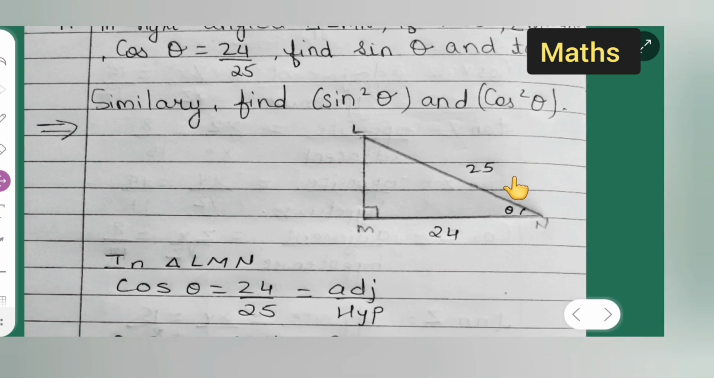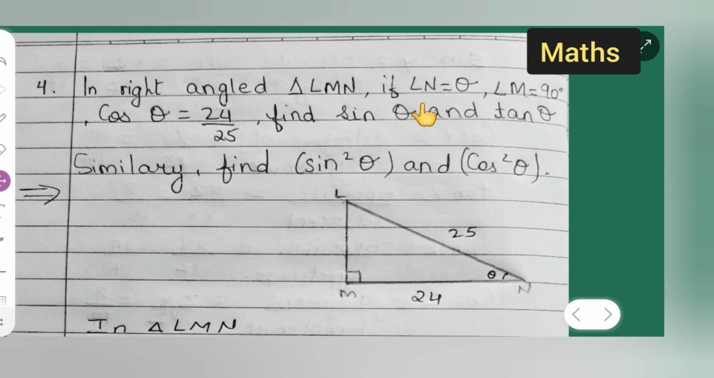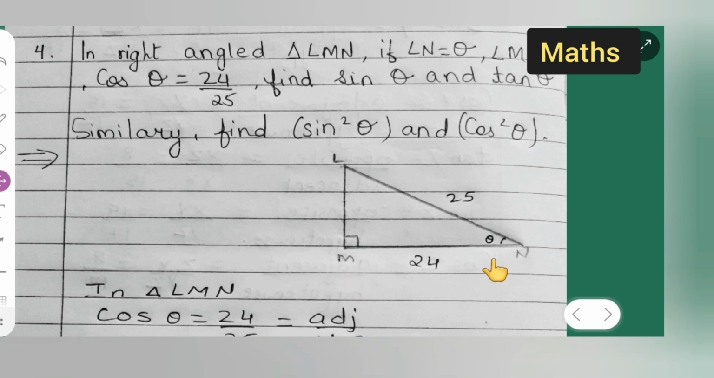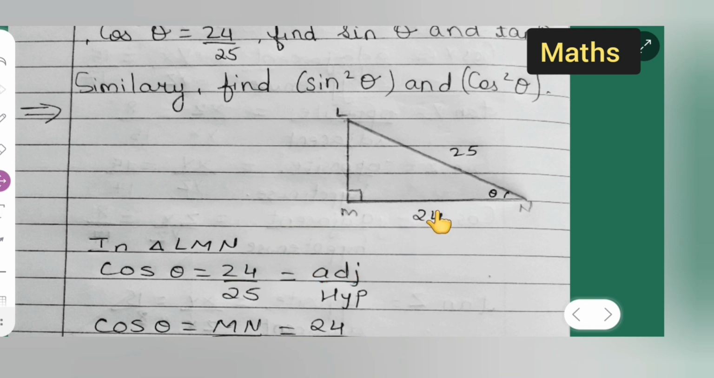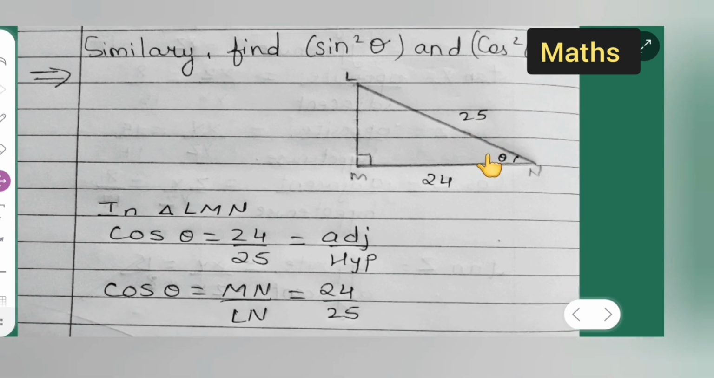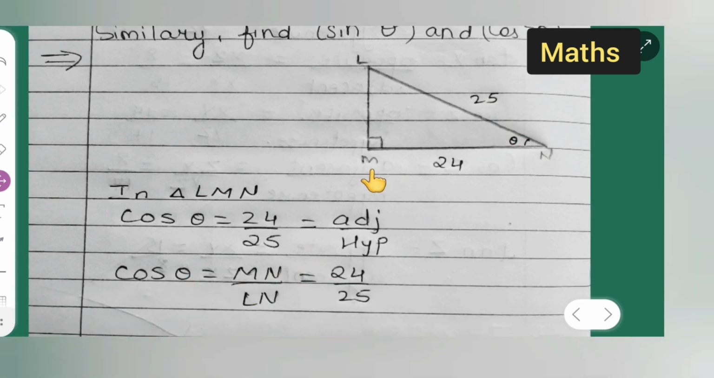Now as you all can see over here, in triangle LMN, cos theta is given as 24 upon 25. Here our angle N was theta, so this side will be the adjacent side, and this will be the hypotenuse. So 24 upon the hypotenuse, which is 25. So cos theta is equal to MN upon LN, which is 24 upon 25.